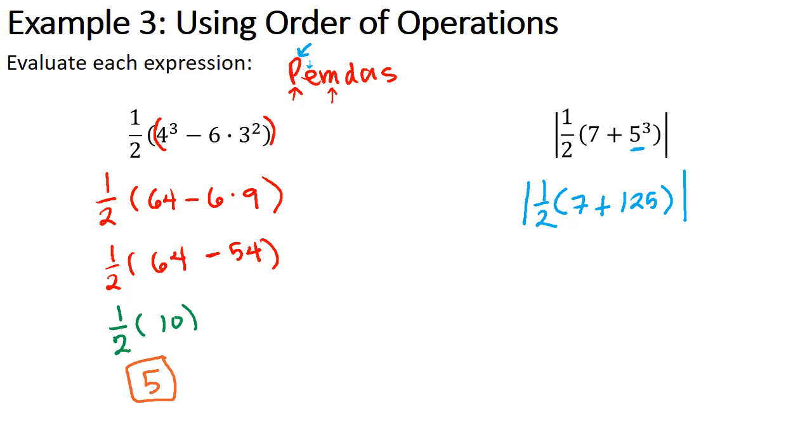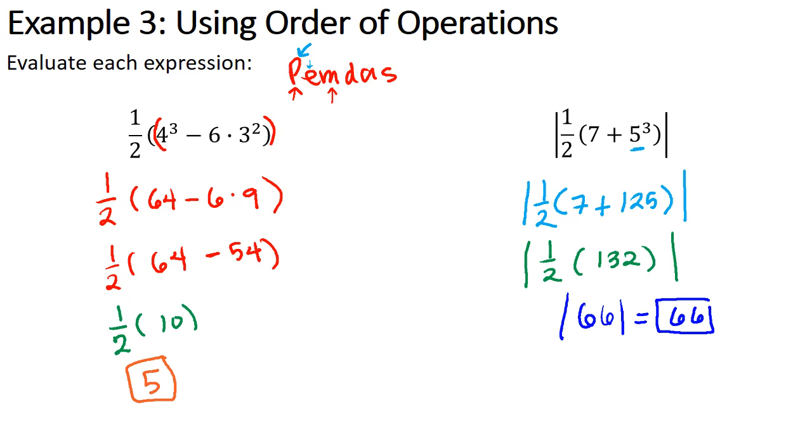Now as we do this next piece right here, we have 7 plus 125, and 7 plus 125 is going to give me 132. So I have the absolute value of 1/2 times 132 inside my absolute value. So 1/2 of 132, so I take 132, I divide that by 2, and I end up with 66. So I end up with the absolute value of 66. Now, because absolute value makes everything positive, a positive number is still going to be positive, so it's going to be equal to 66, and that's going to be my final answer.